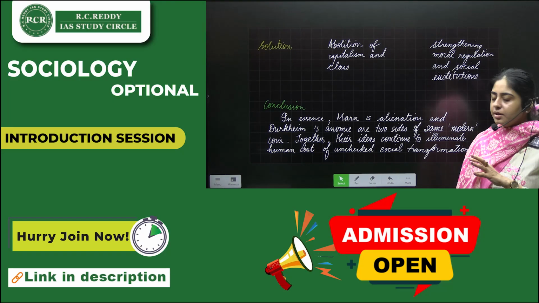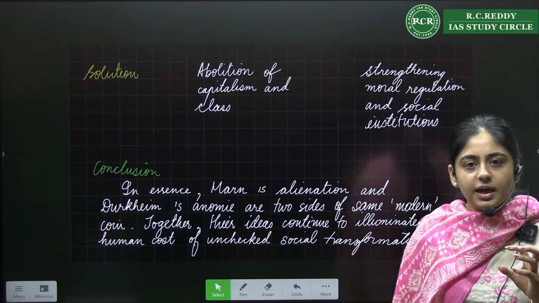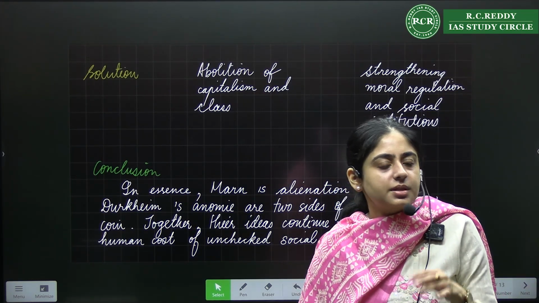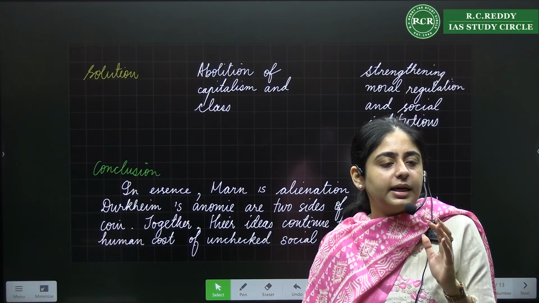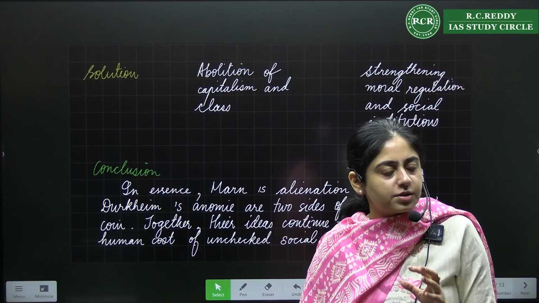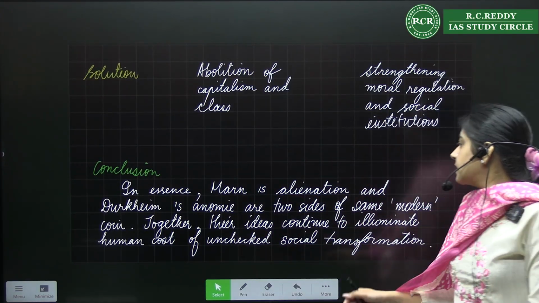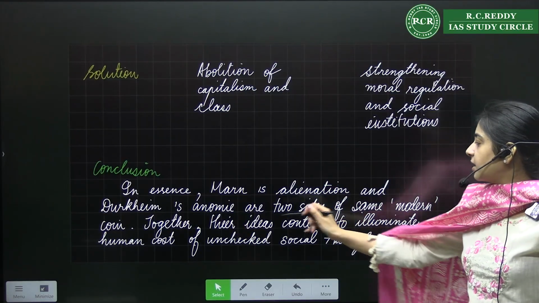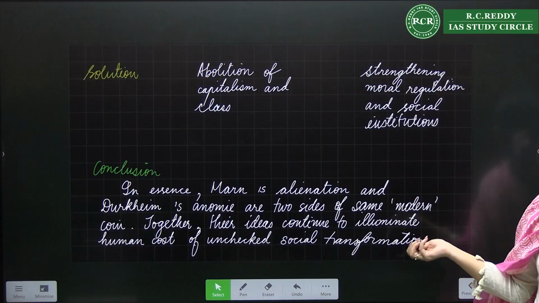He is saying you do a revolution, then only alienation will end. Alienation will exist till the time capitalism is there. Only the communist mode of production will lead to de-alienation of the work. So the solution is very different. Then you conclude that in a sense, Marx's alienation and Durkheim's anomie are two sides of the same modern coin.